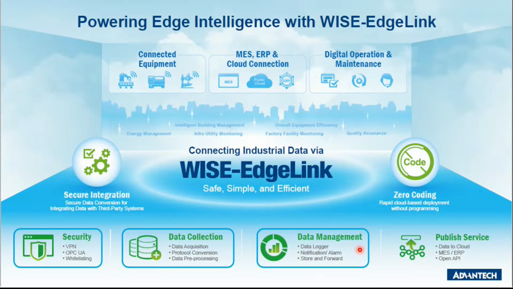The third one is security, right? Our security supports three things. One is VPN, the second one is OPC-UA, and the last one is whitelisting. The last portion is publish services. You can publish all of your data to the cloud.